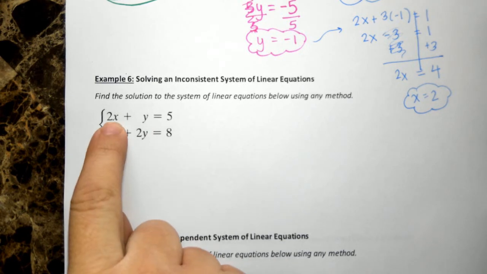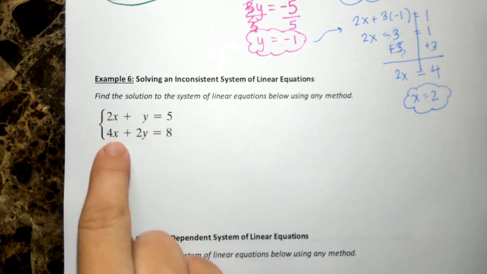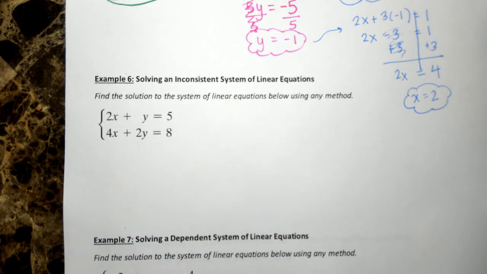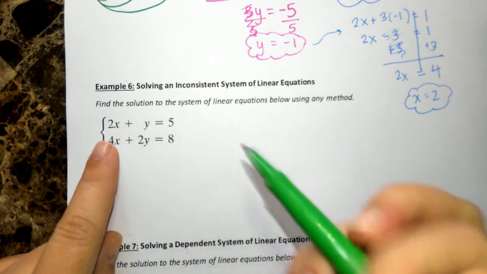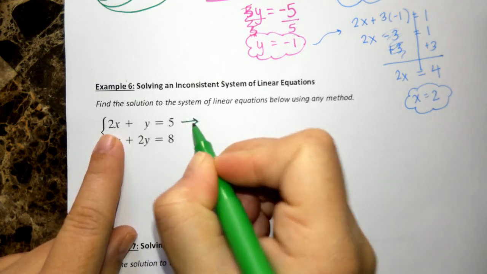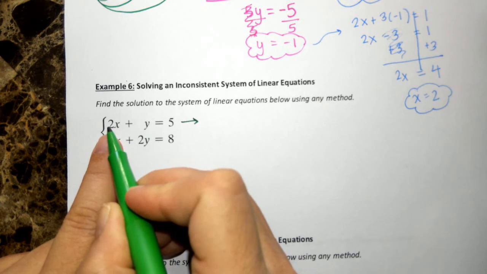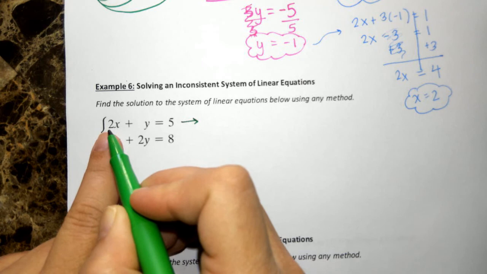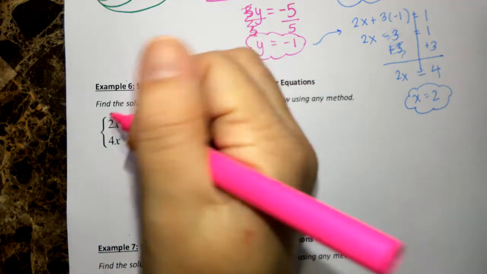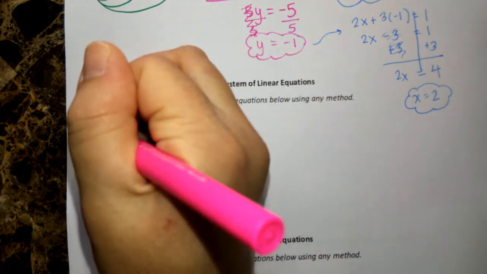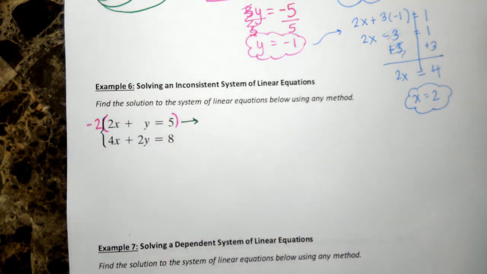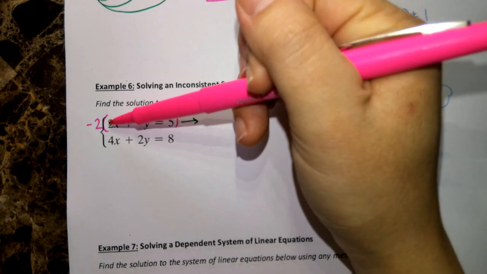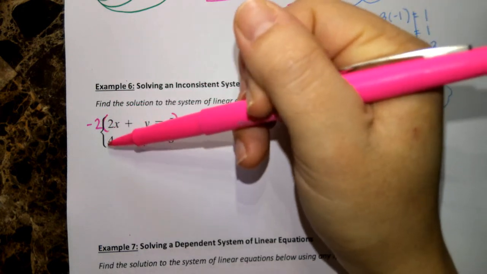I have a 2x and I have a 4x. I want it to add up to 0. If this was maybe a negative 4 and a positive 4, that could add up to 0. So if I want to make positive 2, I want it to be a negative 4x. What do I have to multiply 2 by to equal negative 4? Well, I'd have to multiply it by a negative 2. So I'm going to do that. I'm going to multiply the whole first equation by a negative 2. Now, why am I doing that? Because negative 2 times 2 is negative 4, and negative 4 will cancel out with a positive 4.